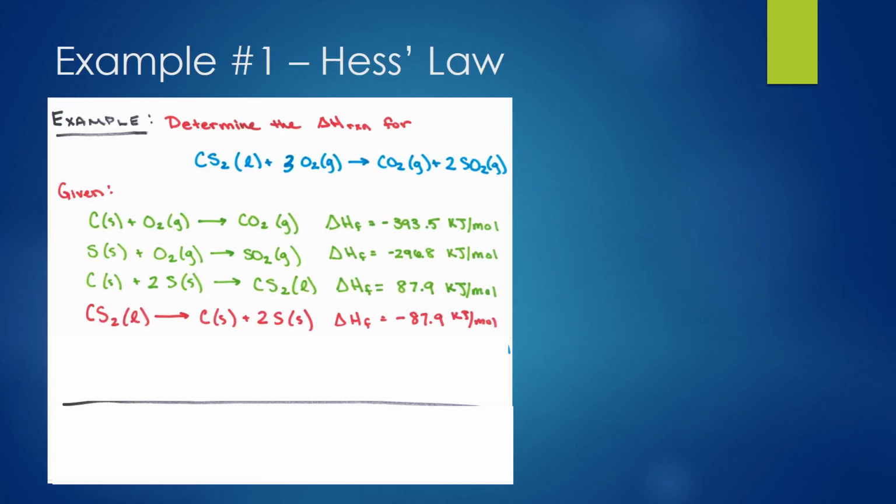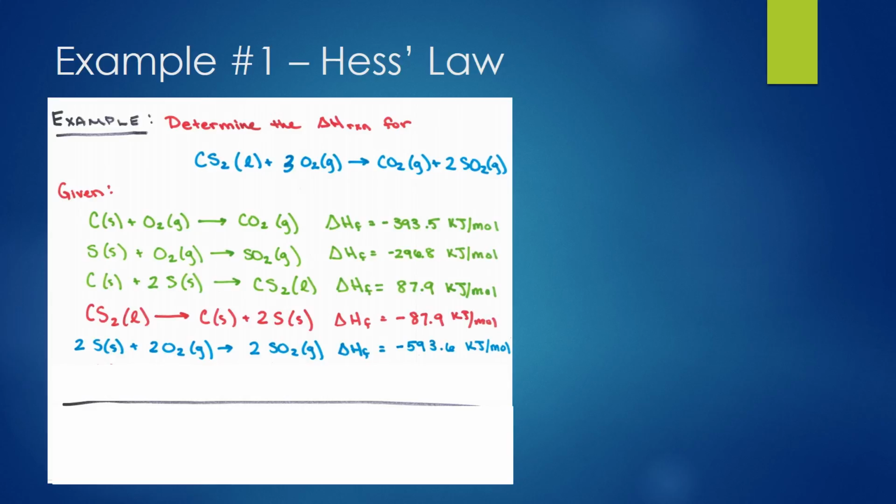So here I've taken carbon disulfide, that third reaction, and I've flipped it. You'll notice my delta H has also changed to negative 87.9 kilojoules. Remember, when we flip a reaction, we have to switch the sign of that. And the second thing we're going to do is we're going to double that second reaction, because if you'll note, we're only making 1 mole of sulfur dioxide, but we need to be making 2 moles of sulfur dioxide. So we need to double that reaction.